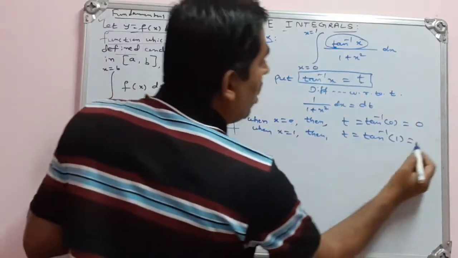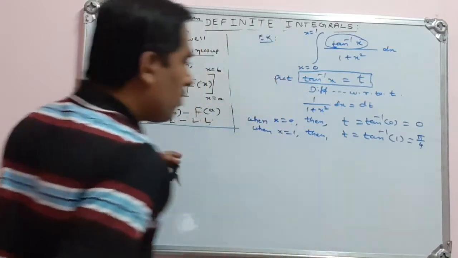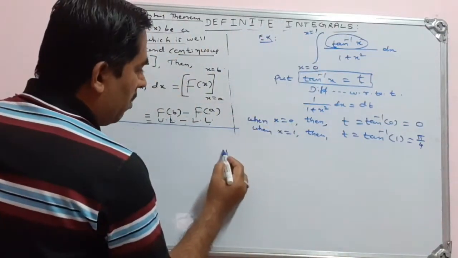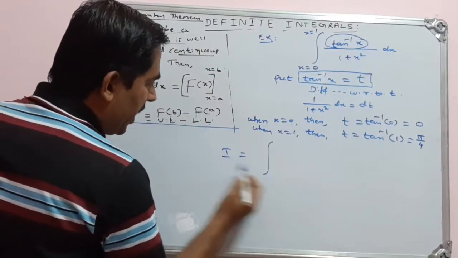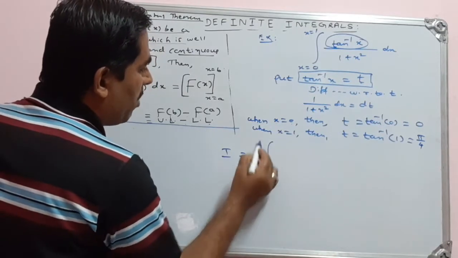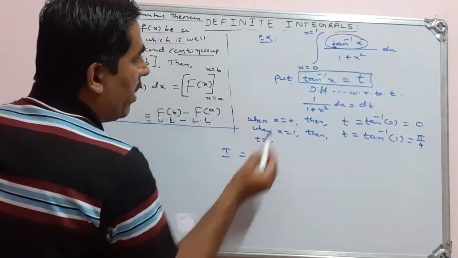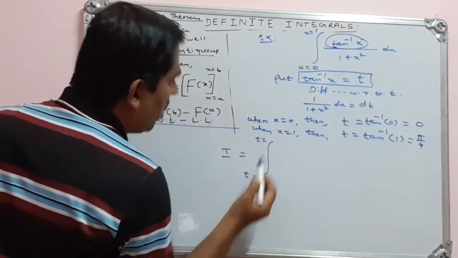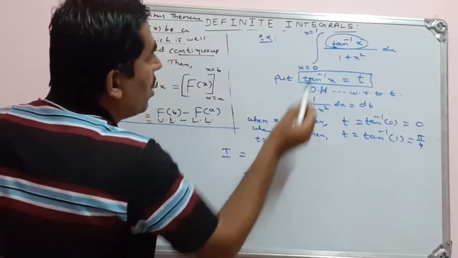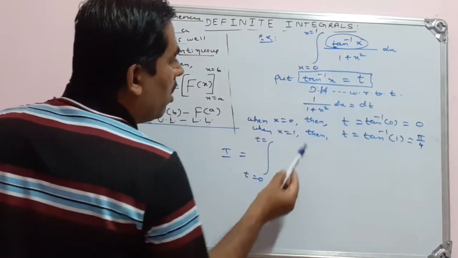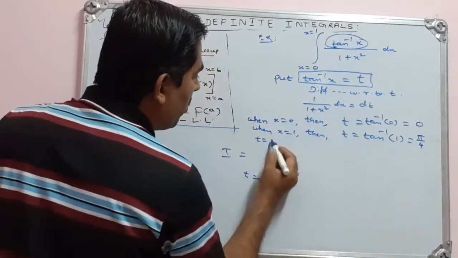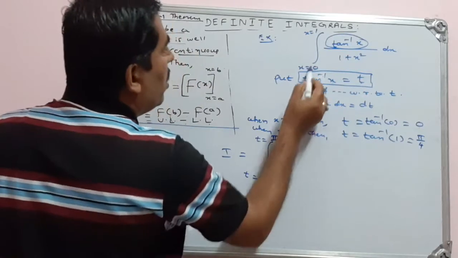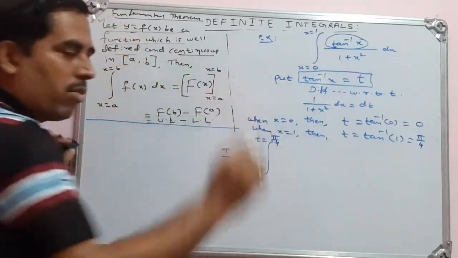What is the answer here? Pi by 4. Now my integral becomes the integration in terms of t, because my problem converts in terms of t. When x is equal to 0, t is equal to 0. When x is equal to 1, what is the value of t? Pi by 4. So 0 to 1 became 0 to pi by 4.